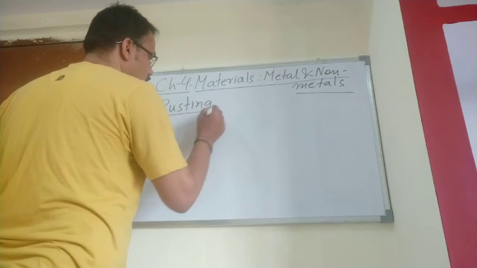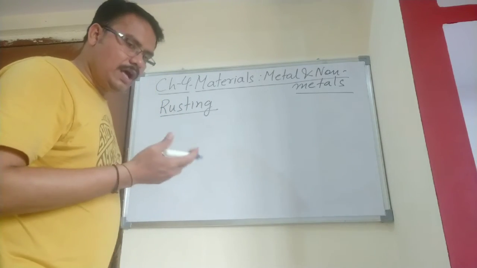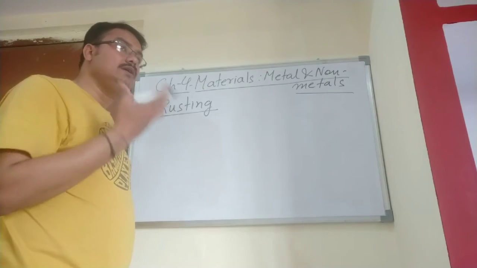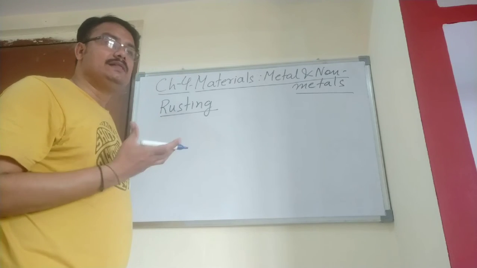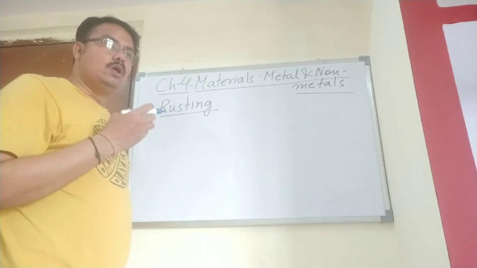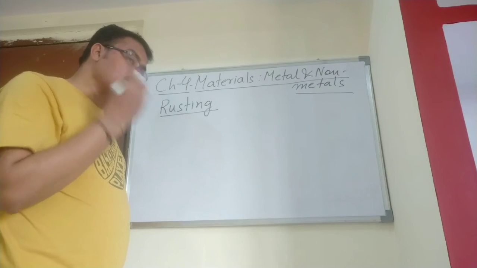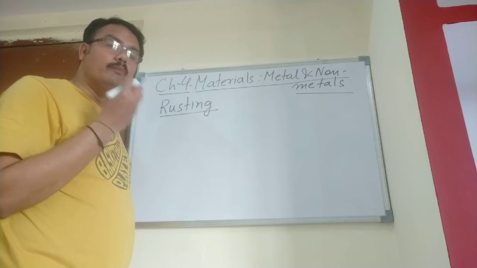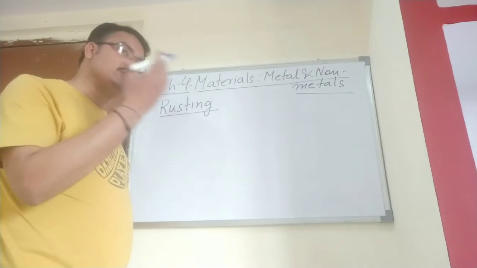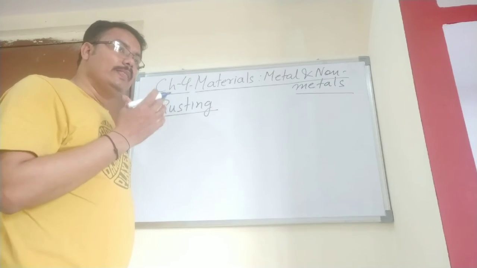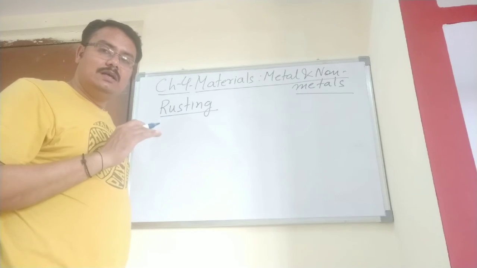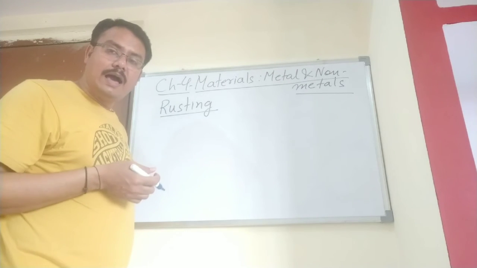Rusting. Every year, lots of iron objects that are planted or used need to be replaced, and a lot of money is spent to replace those iron pieces, because after long exposure to moist air they get a brownish layer of rust, which is the corrosion of iron.